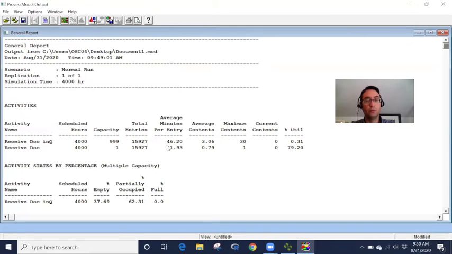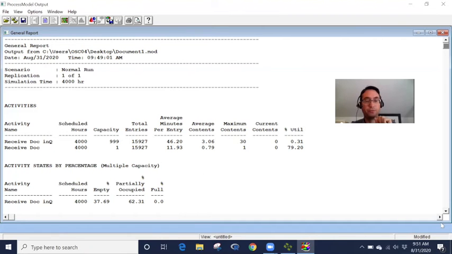The document was at the receive doc process for about 12 minutes, which was the average that we put in our process, 12 minutes exponential, remember? The average content there, so the received in queue was about 3 on average, and 0.79 at the process. Maximum, so we had up to 30 different faxes there, or X-rays there. And this is the utilization. So what is the percentage of time that receive doc was being used? So on average, about 80%, okay?